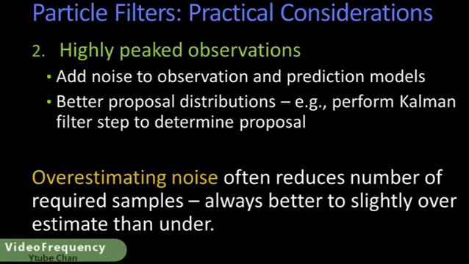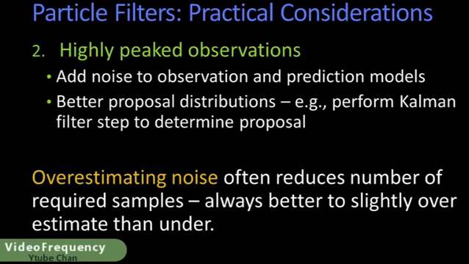A second problem is, what if your likelihood P of z given x is incredibly peaked? Remember, you multiply the likelihood times the weights of the samples. If it's incredibly peaked, that means that P of z given x is 0 almost everywhere else.